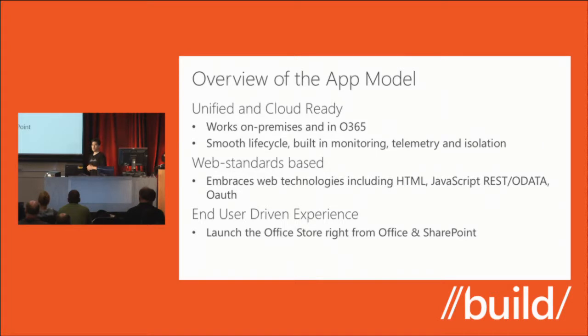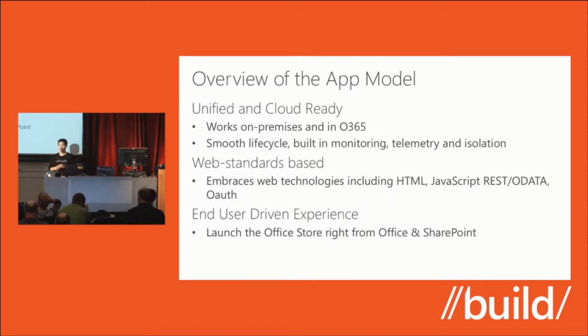OK, so quick overview. The app model isn't purely for O365; it works on premises as well as O365. We've built the application lifecycle right into the model, so you can track what apps are being used and not used. If you happen to have a rogue app, even by accident, you can pull it and retract it from your users. As well, when you upgrade Office versions, you can see which apps are being used and which are not, and then confidently move to the new versions because you've tested the apps on the new version of Office and SharePoint.